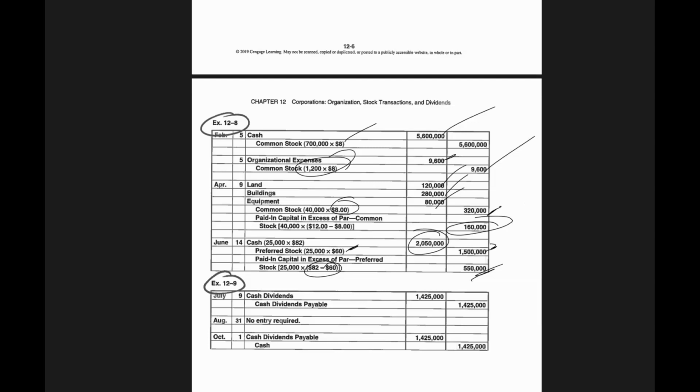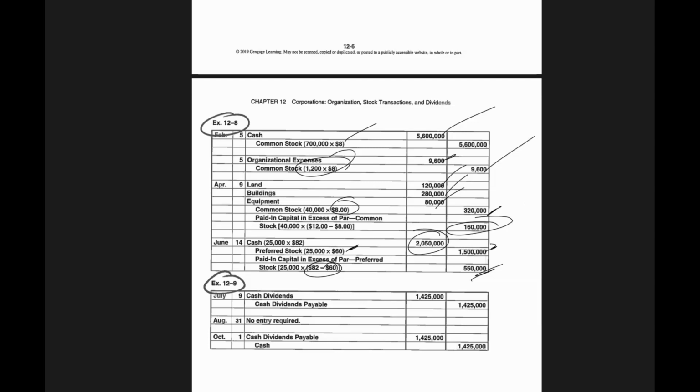Number 9, again, it's entries for dividends. The declaration, record, and payment dates in connection with the cash dividend of $1,425,000 are July 9, August 31st, and October 1st. So basically we got the date of declaration, the date of record, and a payment date.